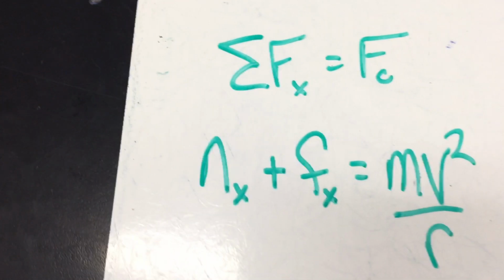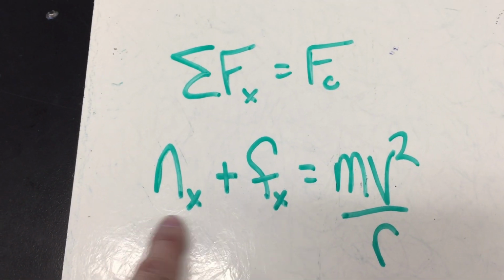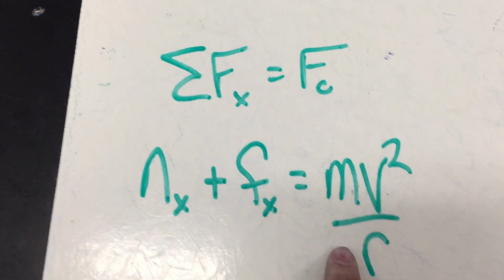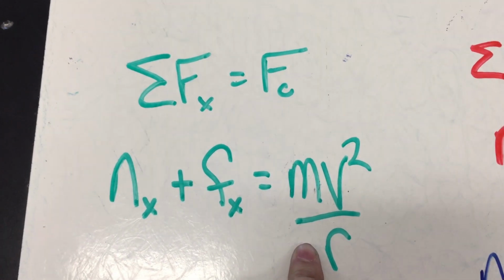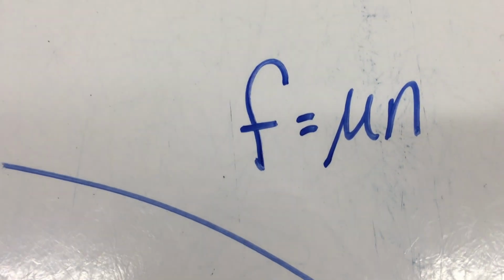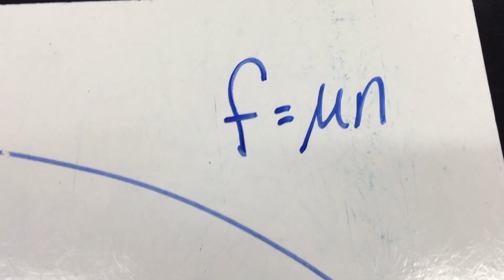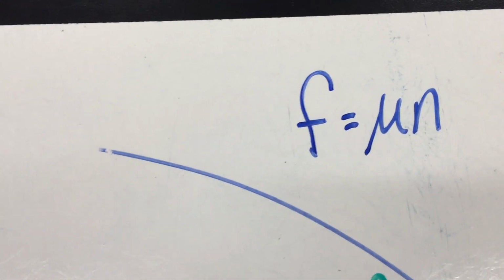In the x direction, we have the normal force and the frictional force both pointing radially inward, so they are our centripetal force. We also know there's one tie-in between the two, and that is friction is f = μN, mu times the normal force. Okay, so all we really need to do is a bunch of algebra at this point.